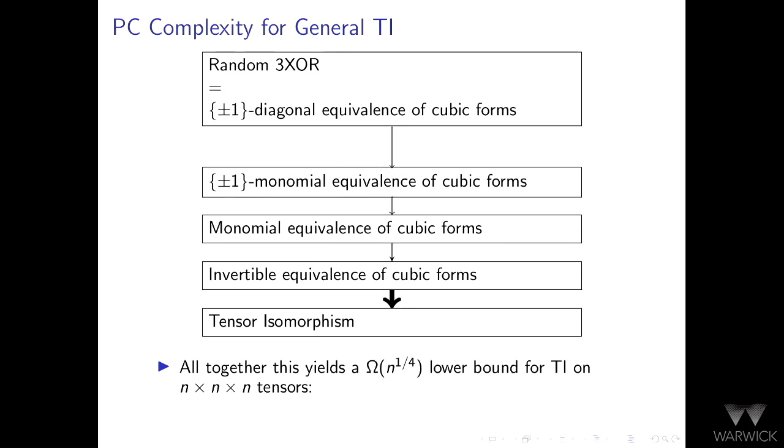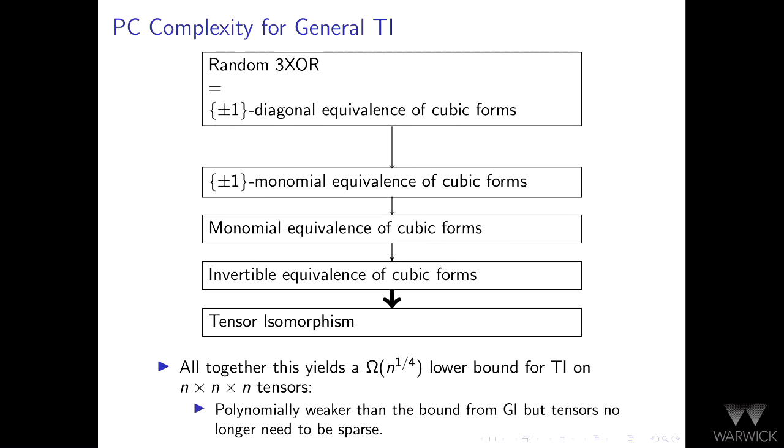And so, putting all these steps together gives us an n to the 1/4 lower bound for tensor isomorphism on n by n tensors. Although this is polynomially weaker than the previous lower bound, our tensors no longer need to be sparse, in the sense that the non-zero entries are now evenly or randomly distributed across the slices of the tensor. Which is quite nice for these instances of tensor isomorphism.